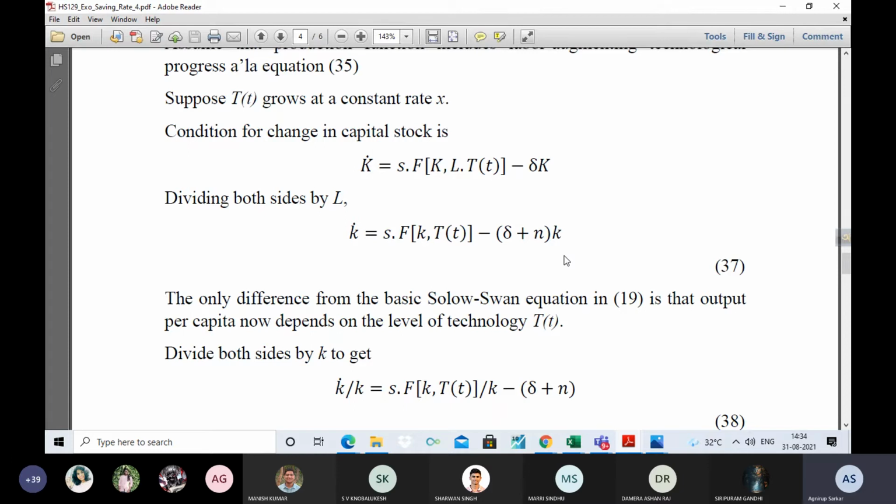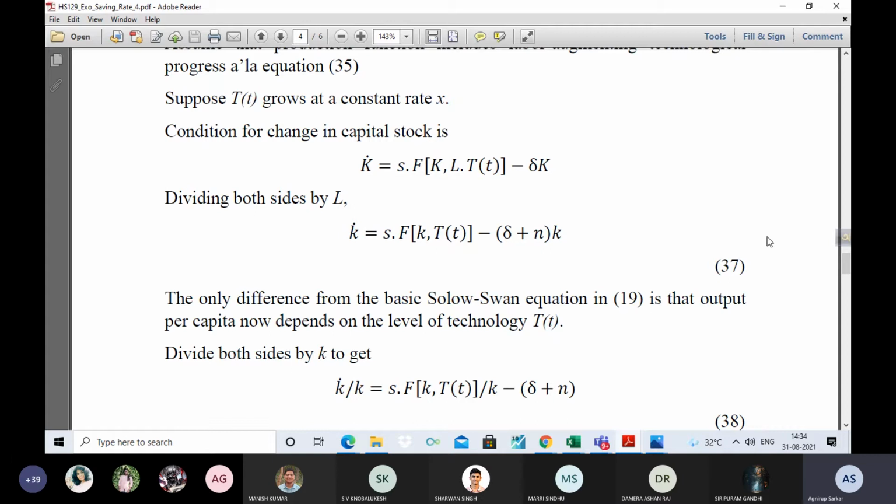So if you divide both sides by k, what you would get is k dot by k. Why should we divide by k? Because we are interested to know how capital grows over time. k dot by k is a measure of growth in capital per unit of labor. So divide both sides by k, and you can compute the growth rate. This would be the expression for the growth rate of small k, right?